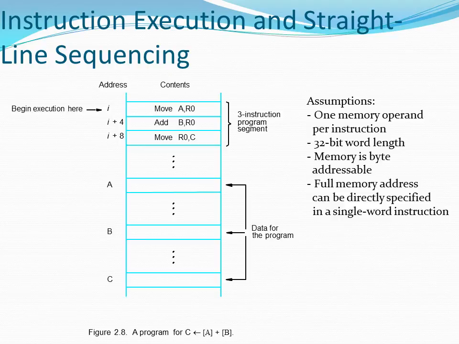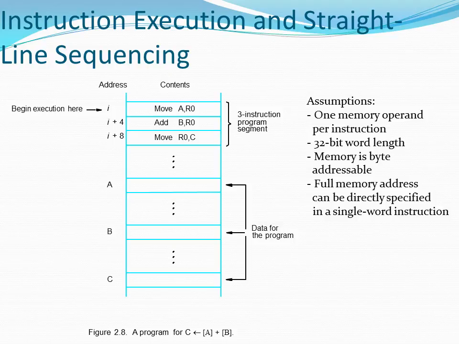Now we can discuss instruction execution and straight line sequencing. This is a three-instruction program: move A comma R0, add B comma R0 and move R0 comma C. Here we have one example program, C is equal to A plus B. The contents of A and B are added and the result is stored in C. So this is our example.